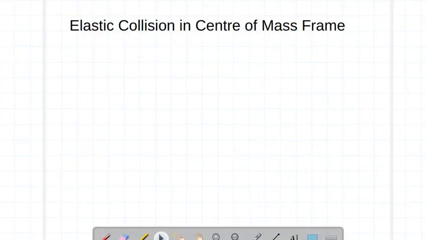In this lecture, I will talk about elastic collision in center of mass frame. So for this, let us understand what is happening in the center of mass frame before collision.